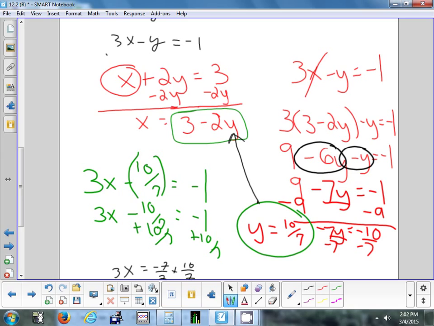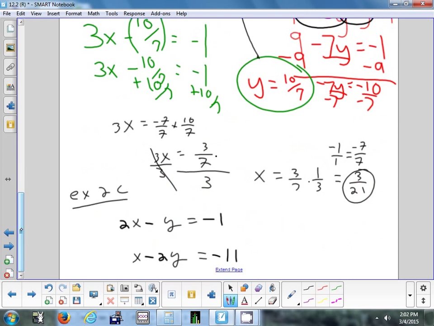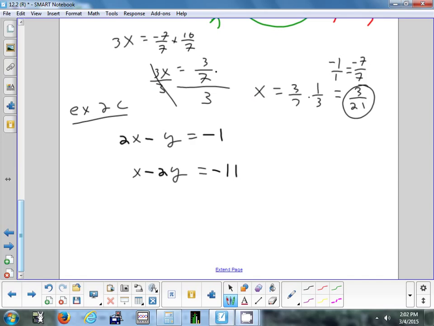I think we need to go through another one again. All right, I want you guys to look at 2c. I'm going to show you how to do it, and I want you to try to follow these steps. The steps I'm going to show you are going to make it easier. All right, so now we have 2 equations. We have to choose which variable we want to get by itself.